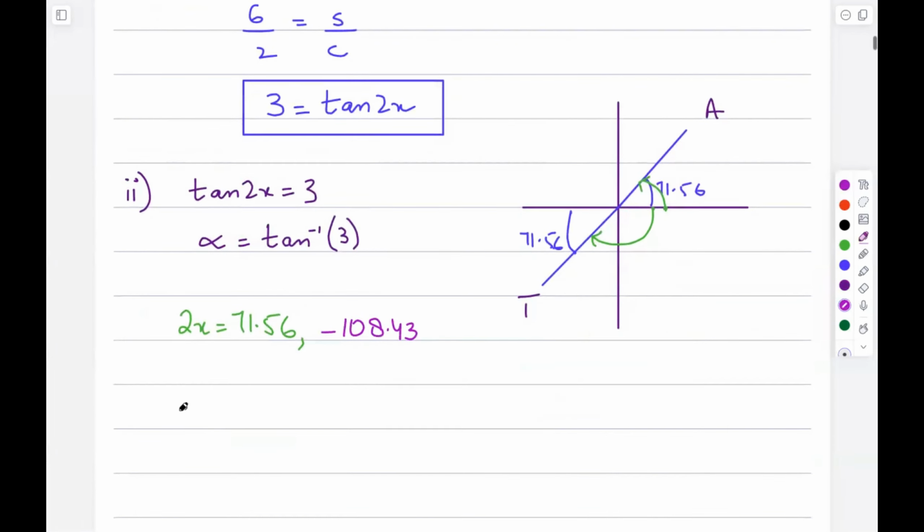To find x, we will divide both of the angles by 2. So 108.43 divided by 2 will be minus 54.2 degrees, and 71.56 divided by 2 will be equal to 35.78, which we can simplify to write as 35.8 degrees.